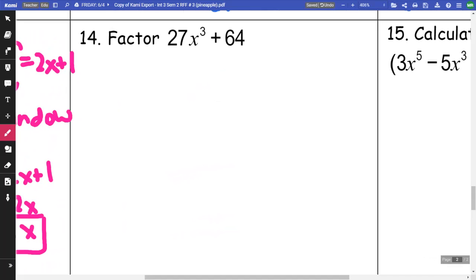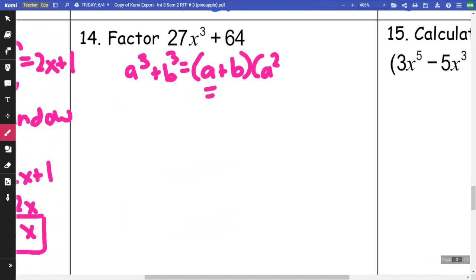sum and difference of 2 cubes. This one is a sum, and I'm just going to write the formula. So a cubed plus b cubed is equal to, take the cube root of a cubed, which is a, plus take the cube root of b cubed, which is b. And then at this point, take this first term, square it. Then you're going to change the sign. Always going to be opposite sign from what is here or here.